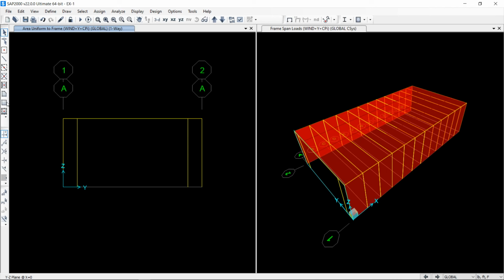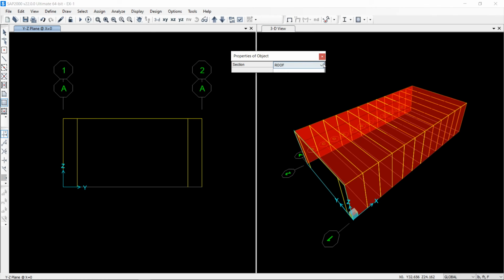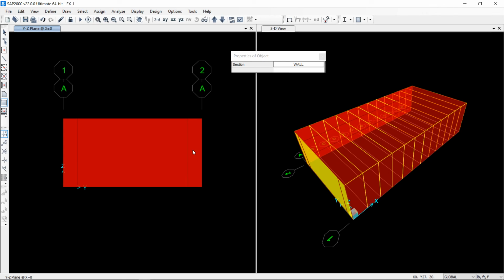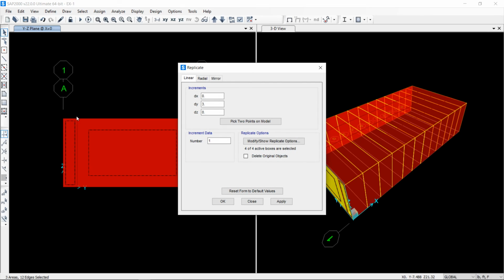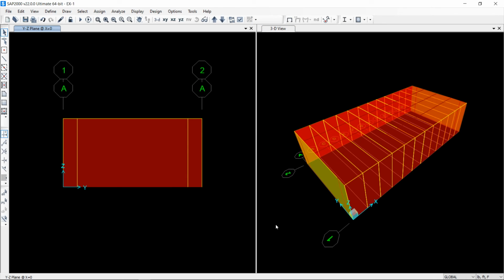So let us define the area. It's not roof, it's wall. This is zone 5. This is zone 5, and here is zone 4. Right? We can select this and we can replicate it at this side. So let us replicate in x direction at 60 feet. Y should be 0, only one time. So we have defined the wall on both these sides.